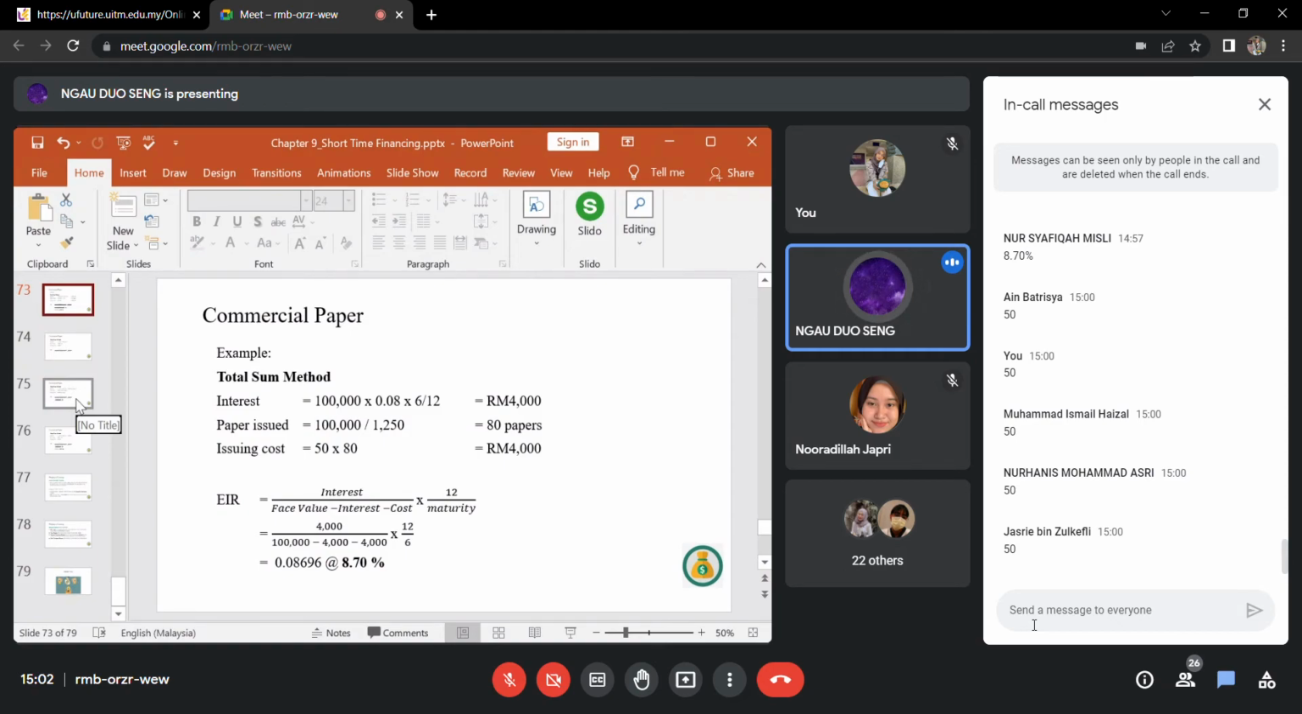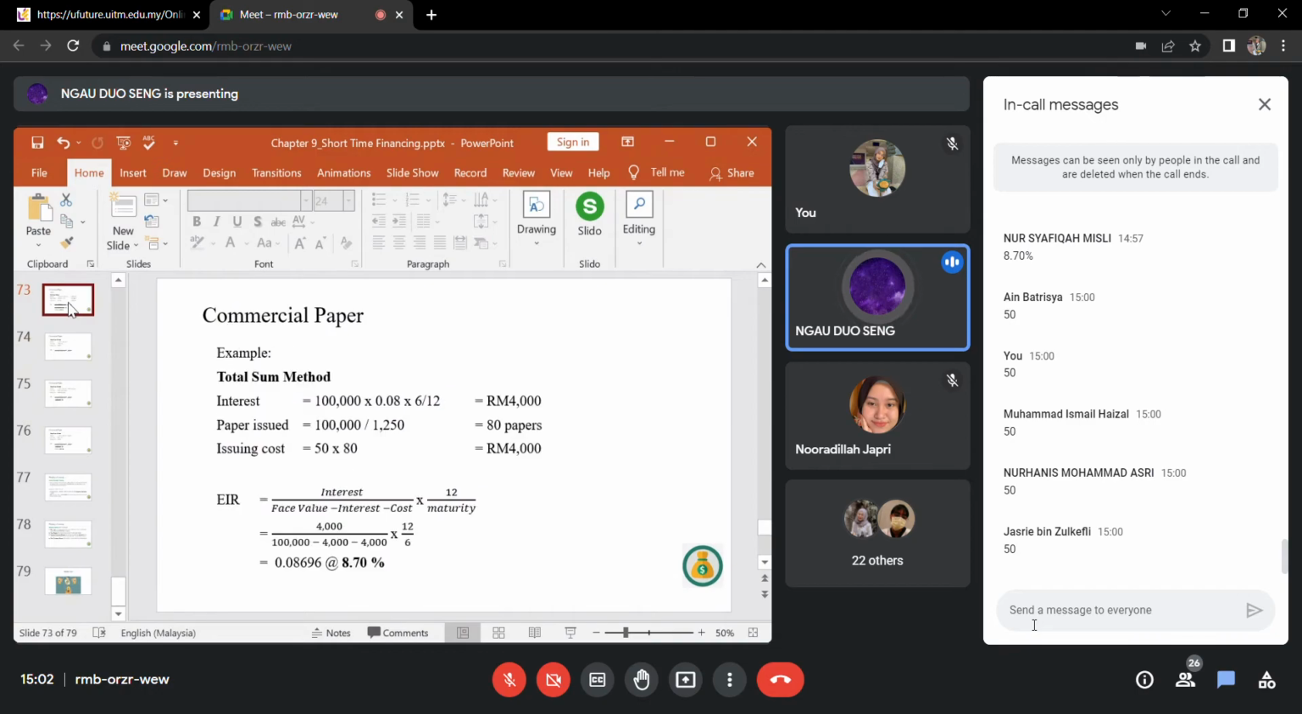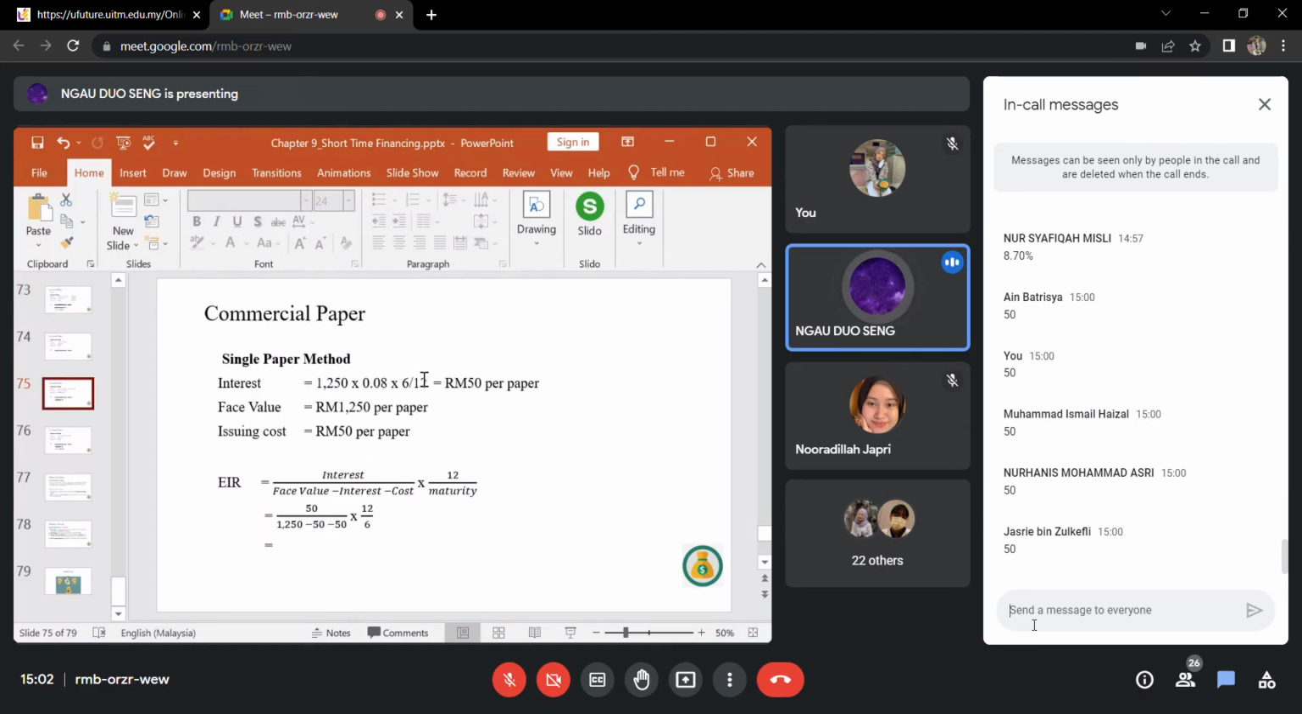So this one depends on the question. If the question gives a lot of information per paper, right, this one gives it per paper, then better we use the single paper method. If it gives a lot of total sum information, then we use the total sum method. But for this question, because it gives a lot per paper, better we use the single paper method.